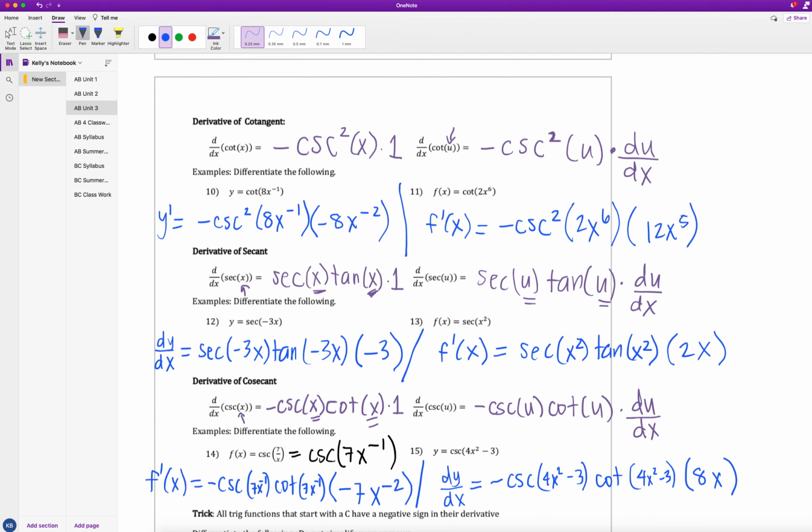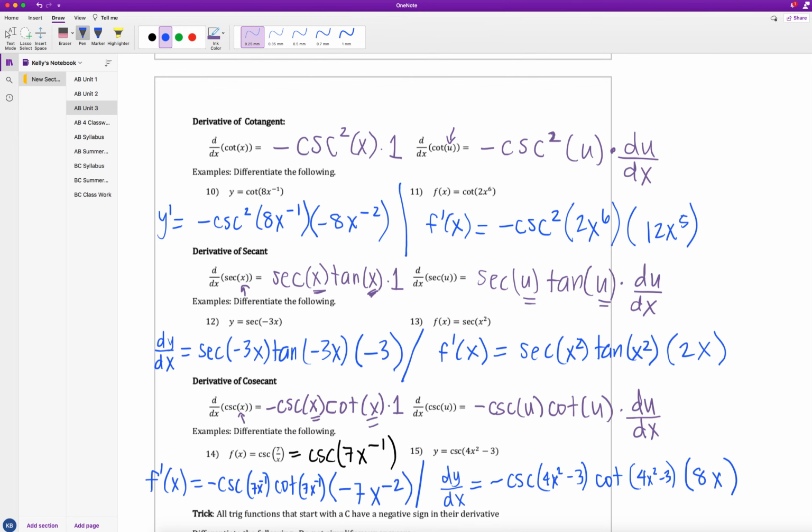So I do want to know right off the bat that the derivative of sine is cosine. We should know that the derivative of cosine is negative sine. We should know that the derivative of tangent is secant squared. We should know that the derivative of cotangent is negative cosecant squared. The derivative of secant is secant times tangent, and the derivative of cosecant is negative cosecant cotangent.